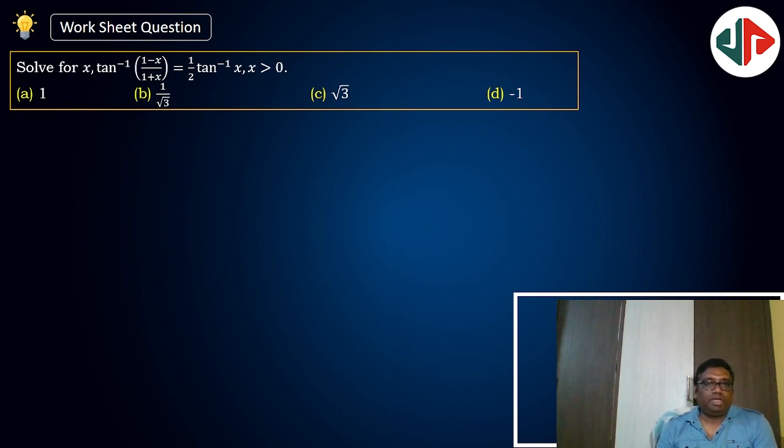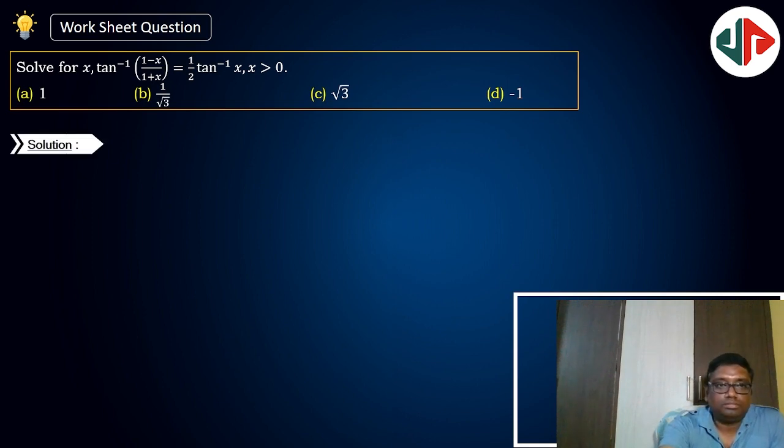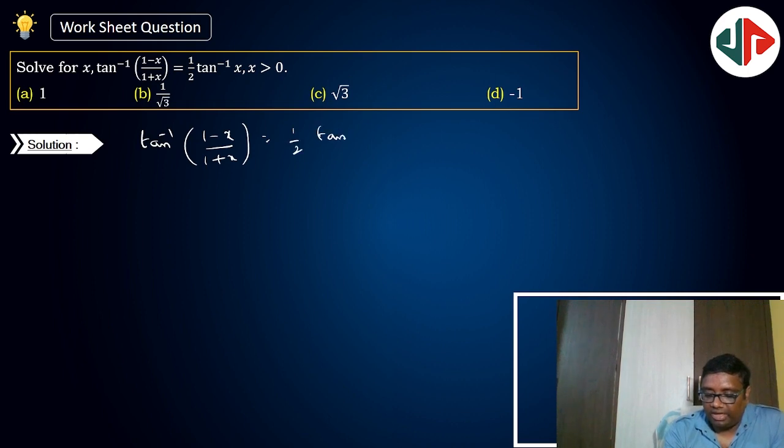What are the possible values of x? Tan inverse of 1 minus x by 1 plus x is always equal to 1 by 2 times tan inverse of x. So this is the equation we have to simplify. Here x is greater than 0 is given. So put x is equal to tan theta.